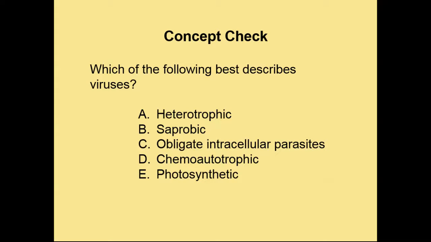So, let's take a concept check here. Which of the following best describes a virus? Is it a heterotrophic organism? Is it saprobic? Is it an obligate intracellular parasite? Is it chemoautotrophic? Or is it photosynthetic? If you do not remember, pause the video and flip back through your notes or rewind the video. Alright, the answer is C, obligate intracellular parasite.